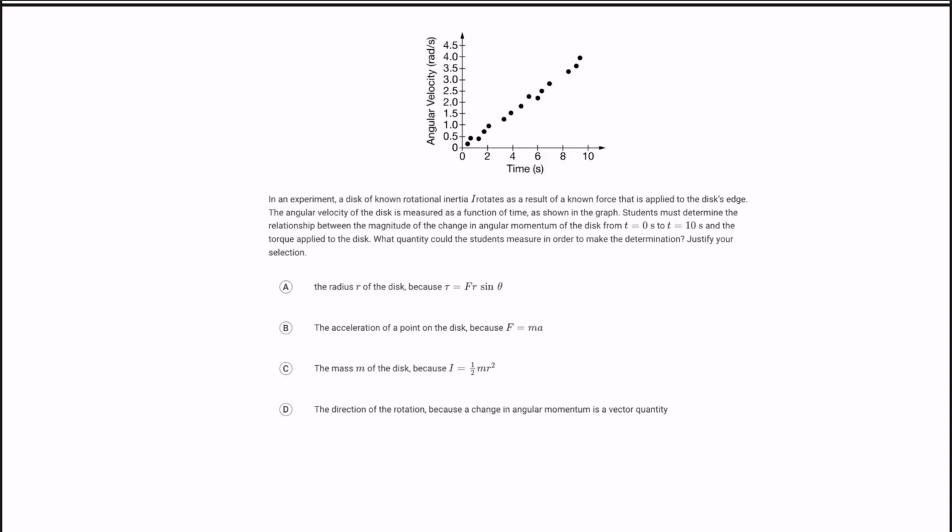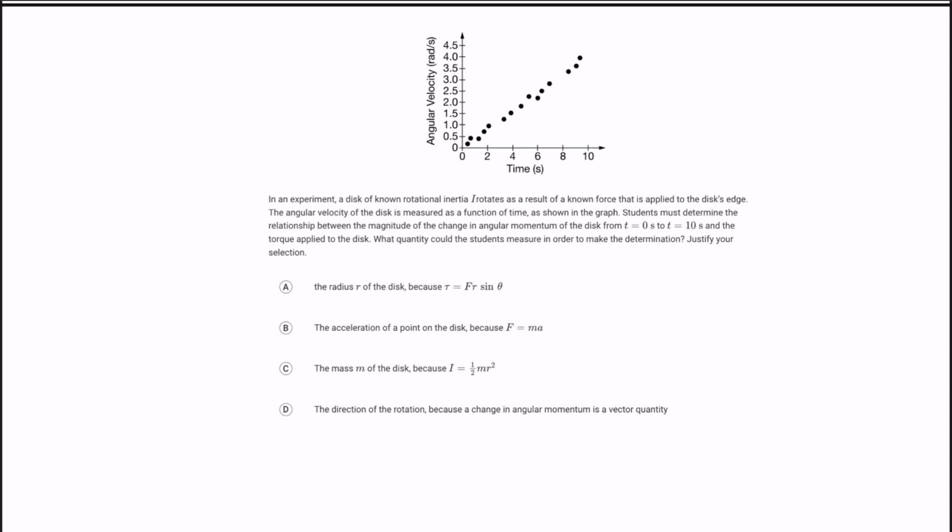So in this problem, we just have a graph, and it's velocity versus time. It looks like we have some constant acceleration because the slope of a velocity versus time graph is acceleration. So that means we have some constant force being applied that's causing this velocity to increase. And that's just my initial analysis of the graph before I even read the question.